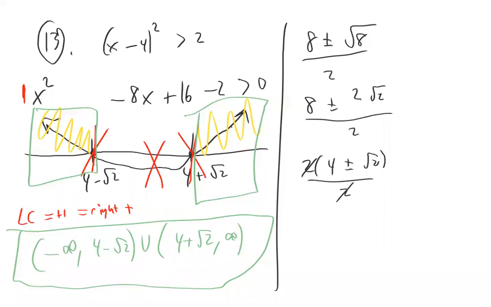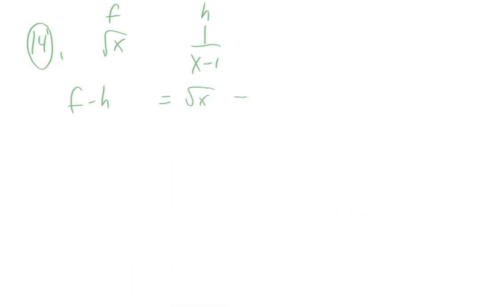Now let's try problem number 14. So that's f of x, and this is h of x. So what is f minus h? It would just equal the square root of x minus 1 over x minus 1. That's all. That simple.